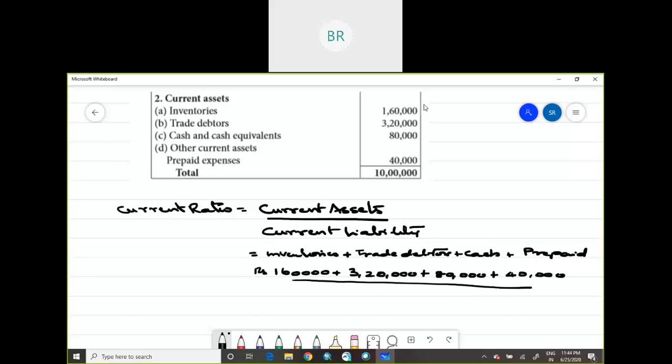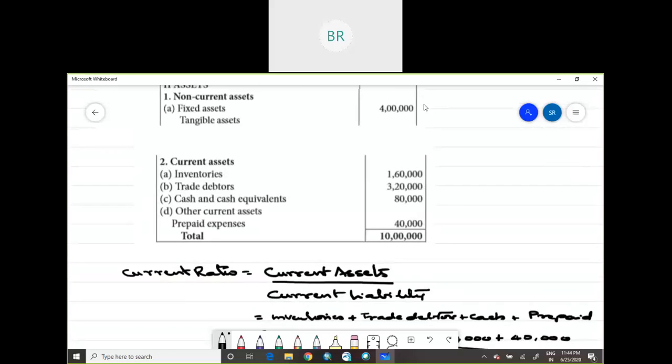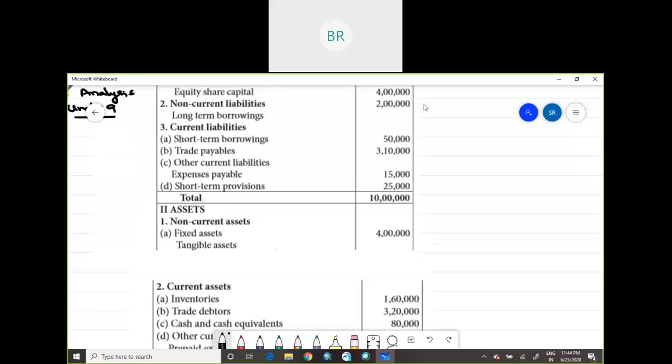how much you have under current liabilities. Right. So current liabilities, let us see. Under current liability you have 50,000, that is your short-term borrowings, and your trade payables 3,10,000, and then you have other current liabilities, that is 15,000. Short-term provision you have 25,000. So let us total and see.